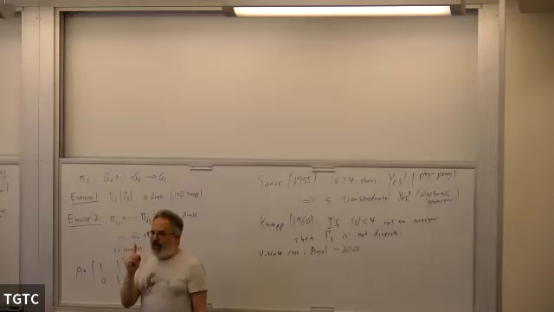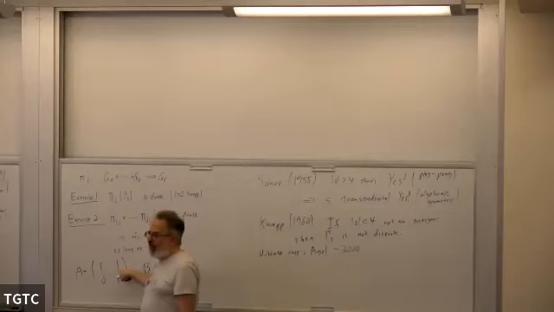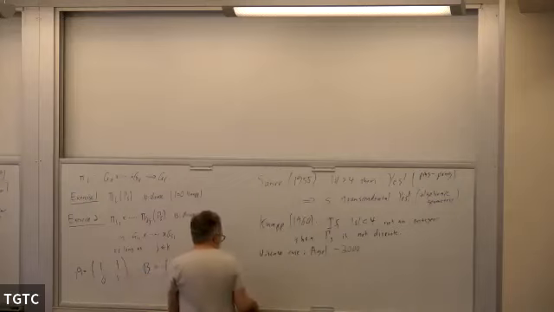1 over p to the n gets small, but p to the n gets big. After all, if I take this thing to a big power, what I get is p to the n in this entry, and that gets very small.